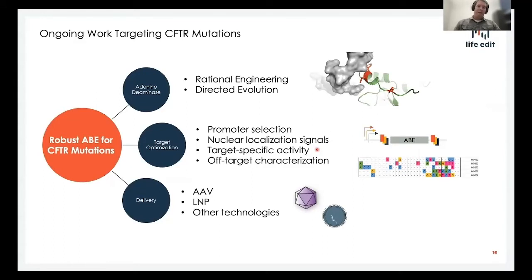And finally, once we are able to produce a robust A-base editor that is effective against a broad range of CFTR mutations, because of the flexibility of our technology, we're able to package that in several different types of delivery mechanisms. And so in the future, we hope that our systems will be able to expand the population of CF patients that we can help.